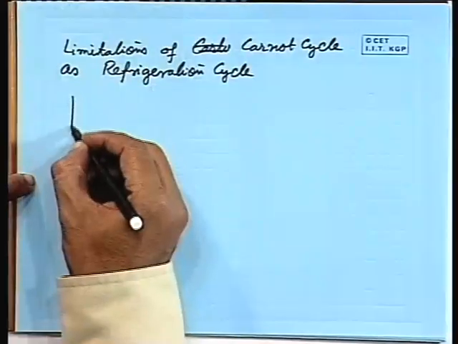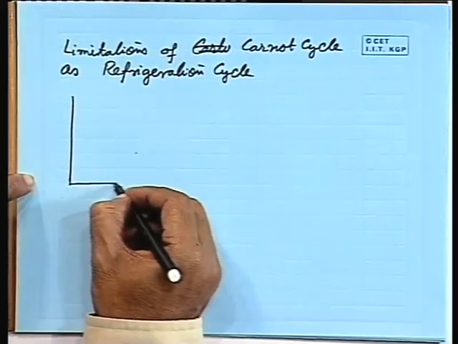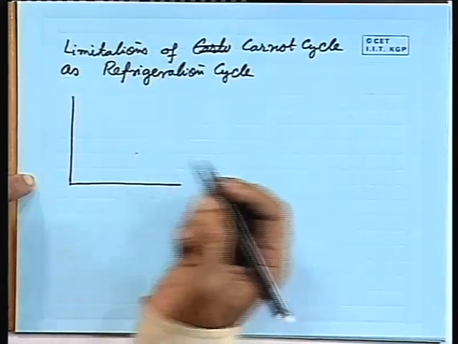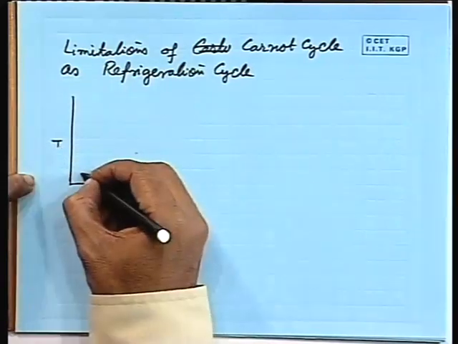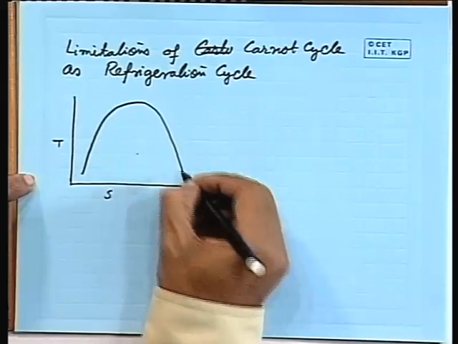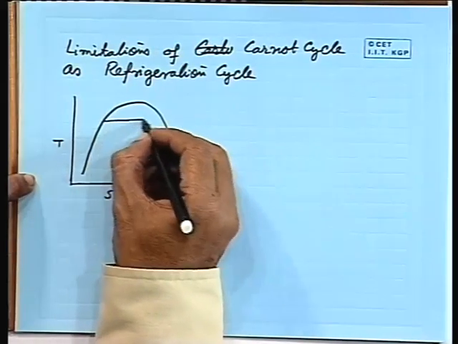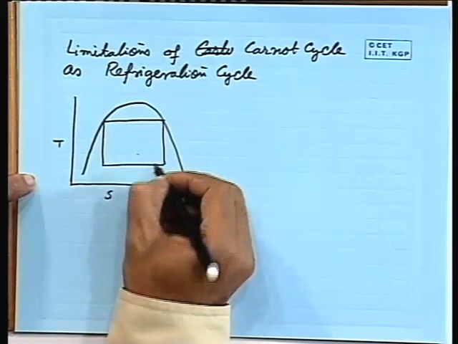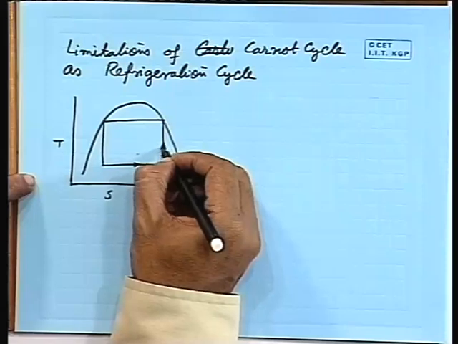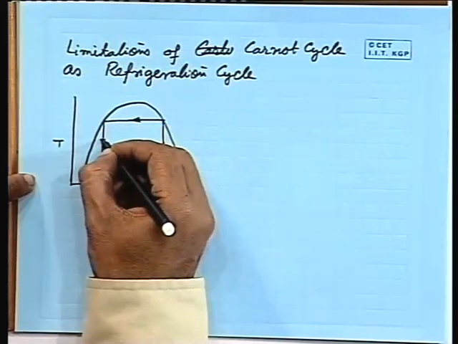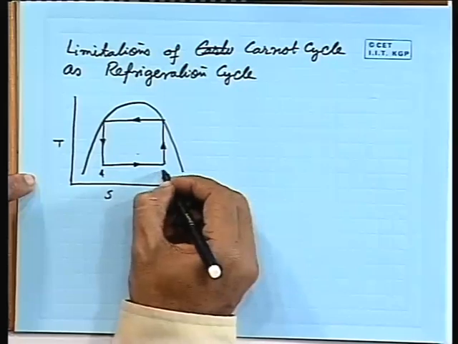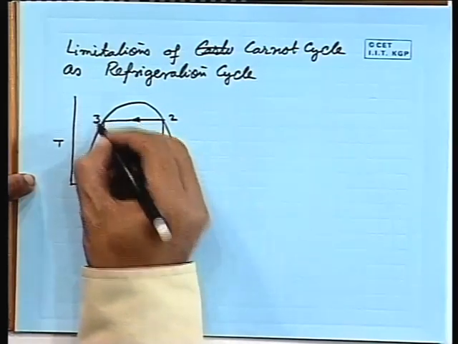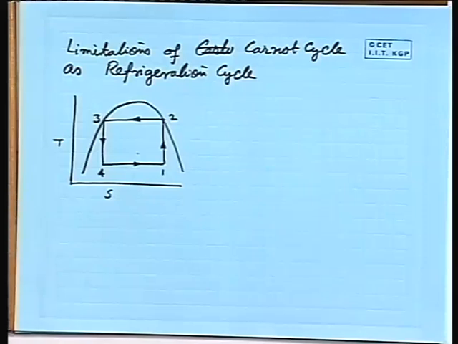So, if we use a two-phase working fluid for the Carnot cycle, for the reverse Carnot cycle, we have got the TS diagram, we have got this two-phase dome, any arbitrary fluid in a two-phase situation, and then we have got 4, 1, 2, 3. Okay. So, I have explained the Carnot cycle.